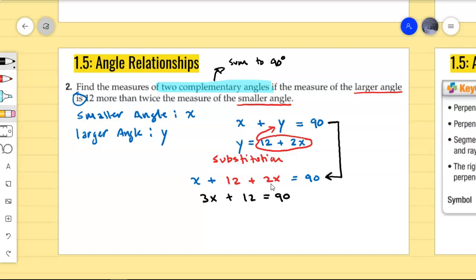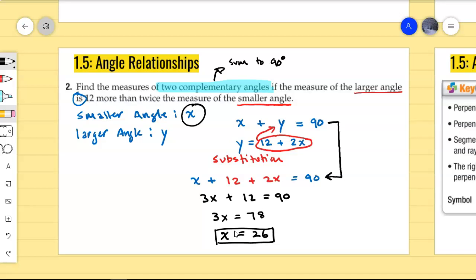And you can subtract 12 on both sides, so you end up with 3x is equal to 78. Then you go ahead and divide both sides by 3. If you divide both sides by 3, you end up with 26 for the smaller angle, because recall we had said that the smaller angle is x.